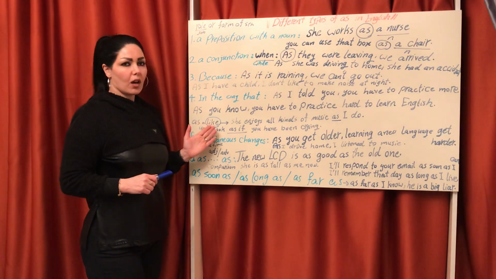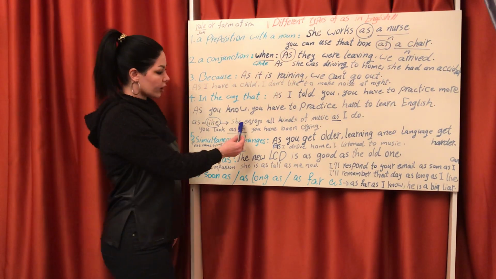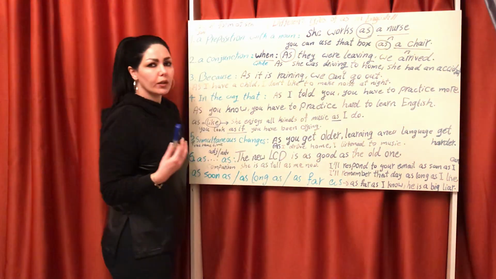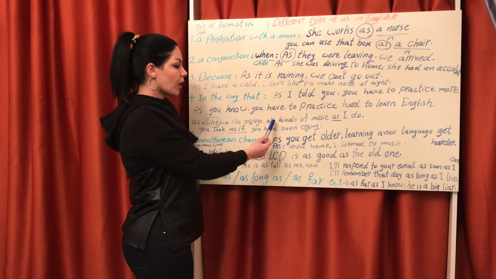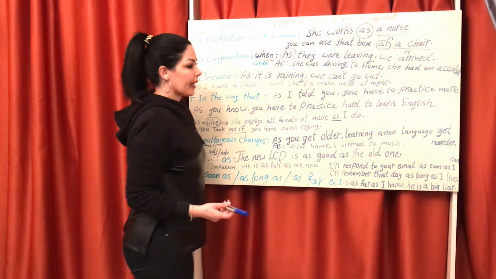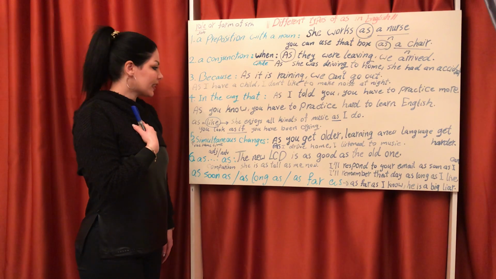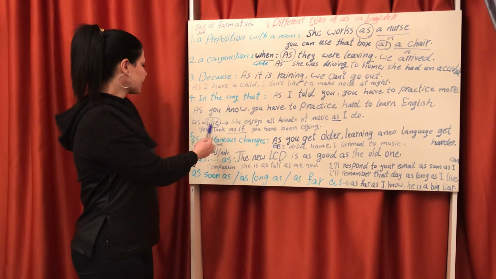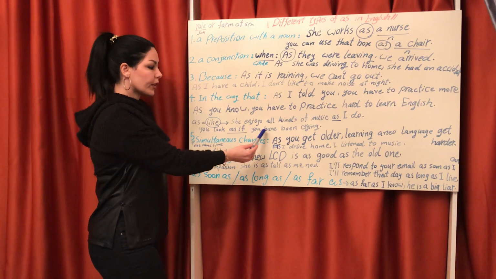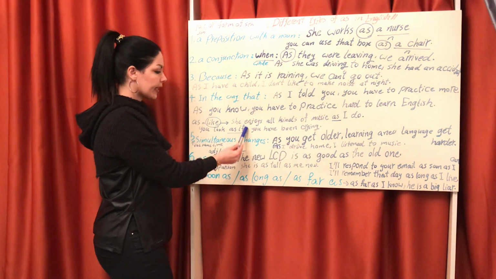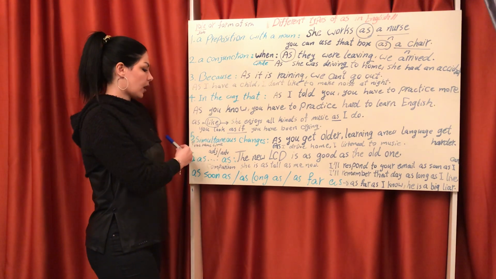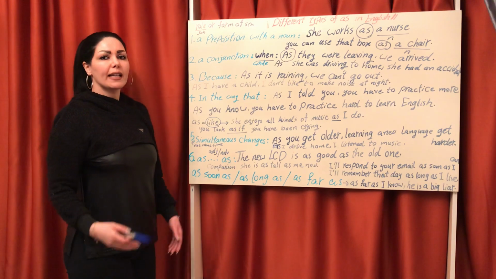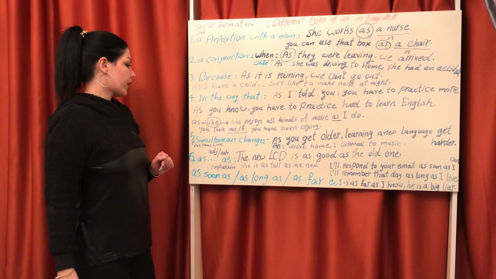As means like in these sentences. She enjoys all kinds of music as I do. It means she enjoys all kinds of music the same as me. You look as if you have been crying. Here, as if means like. You look like you have been crying, or it seems you have been crying.